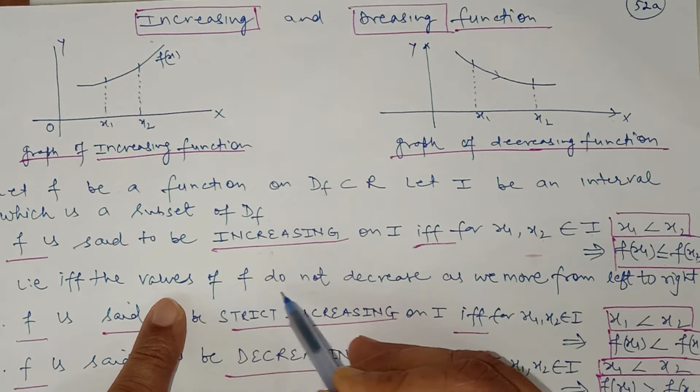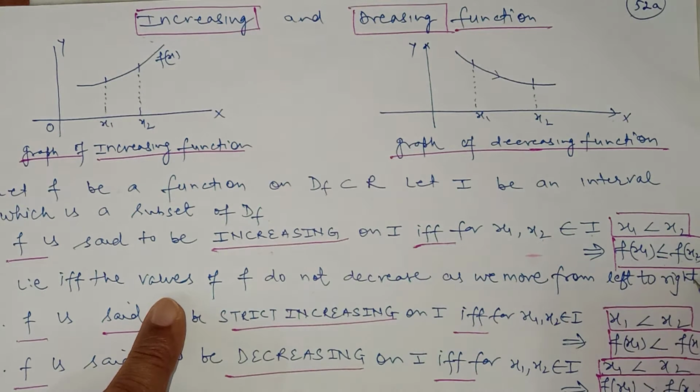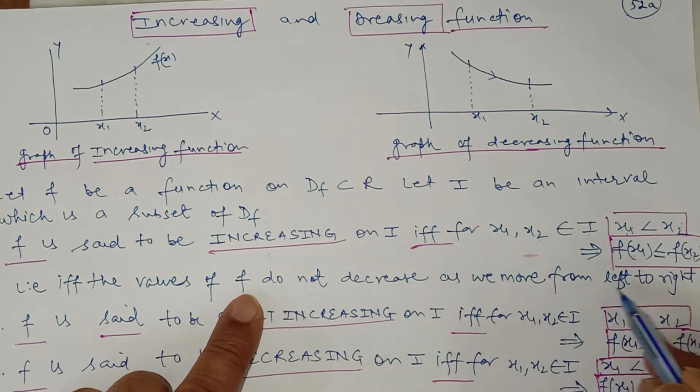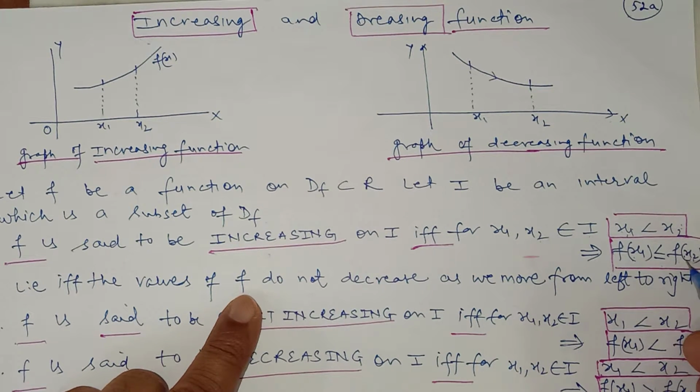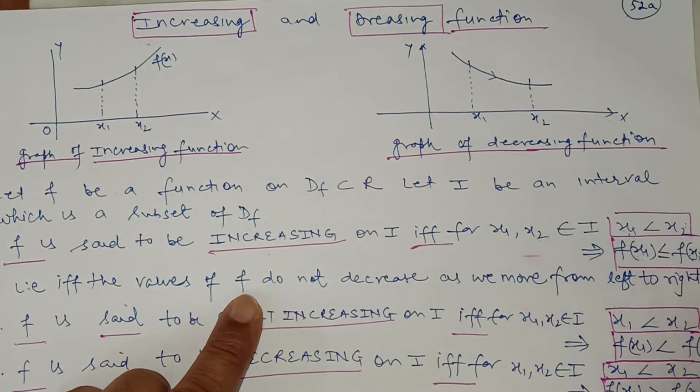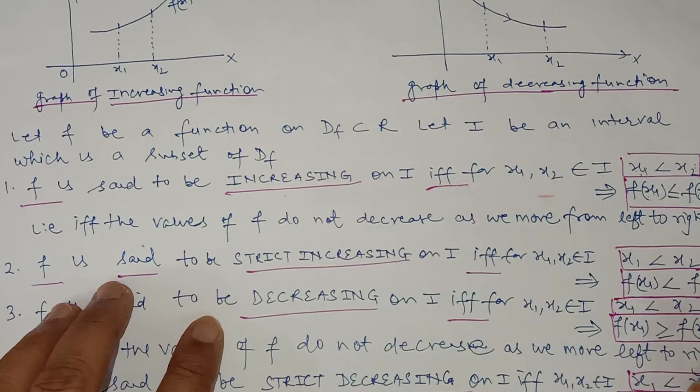That is, the values of f do not decrease as we move from left to right. As we change the value of x from x1 to x2, from smaller to larger, the value of the function also goes from smaller to larger. That is, if x1 is less than x2, then f(x1) should be less than or equal to f(x2). As the value of x increases from x1 to x2, the value of the function should increase. Now f is said to be strictly increasing.